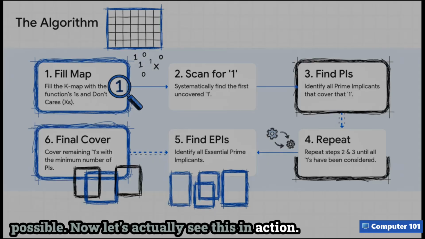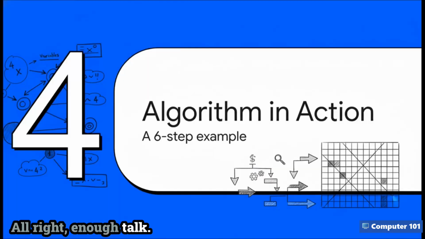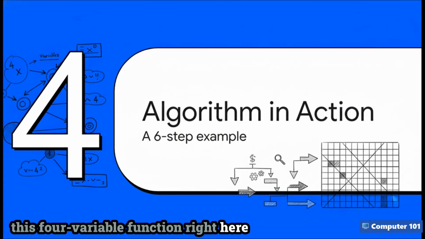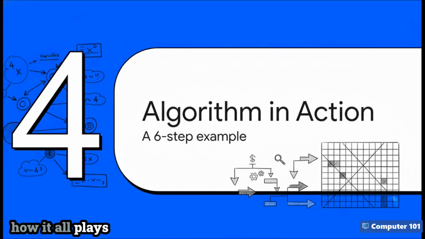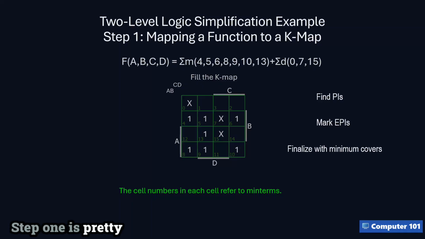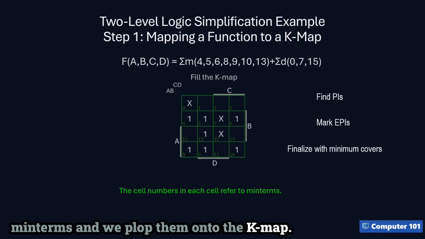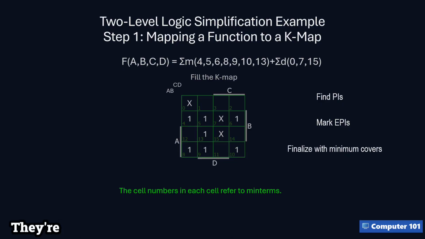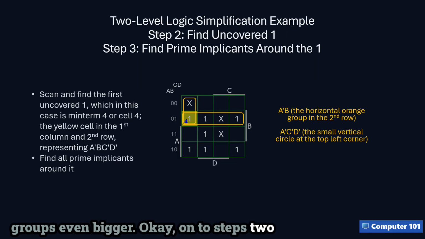Now let's actually see this in action. All right, enough talk. It's time to put this algorithm to work. We're going to apply our 6-step method to this 4-variable function right here and see exactly how it all plays out. Step 1 is pretty straightforward. We just take our function with its onset minterms and its don't care minterms, and we plop them onto the K-map. Remember, the ones are our main targets, and the x's, they're like little helpers we can use to make our groups even bigger.